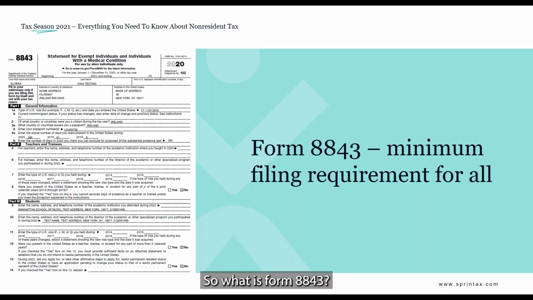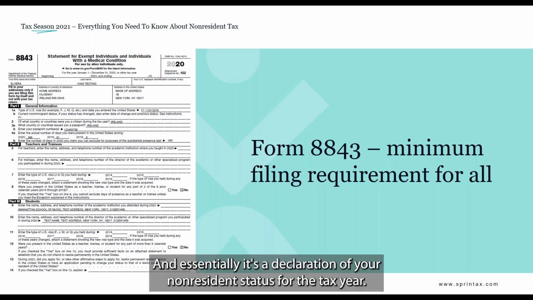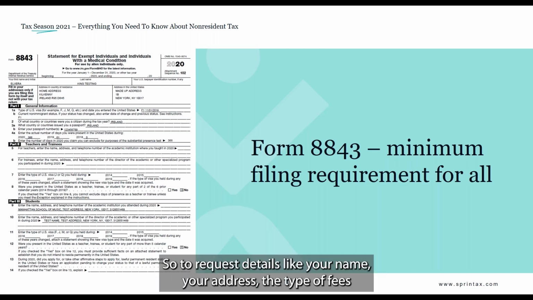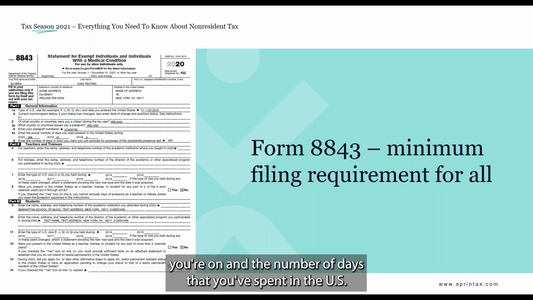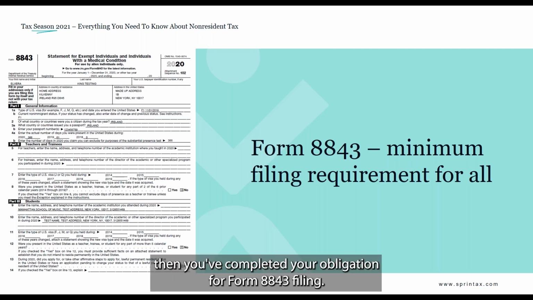So what is Form 8843? Well, like I mentioned, it's a minimum filing requirement for all non-residents in the US, and essentially it's a declaration of your non-resident status for the tax year. Now, it's a pretty straightforward document, so it'll request details like your name, your address, the type of visa you're on, and the number of days that you've spent in the US. And by giving that information then, you've completed your obligation for Form 8843 filing.